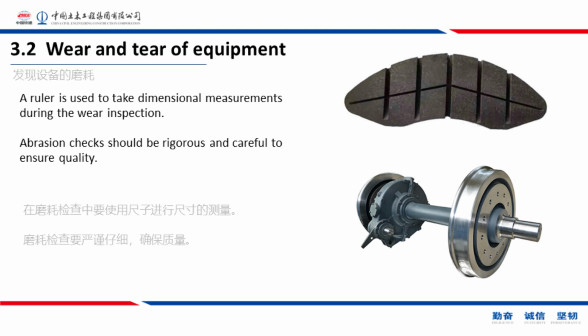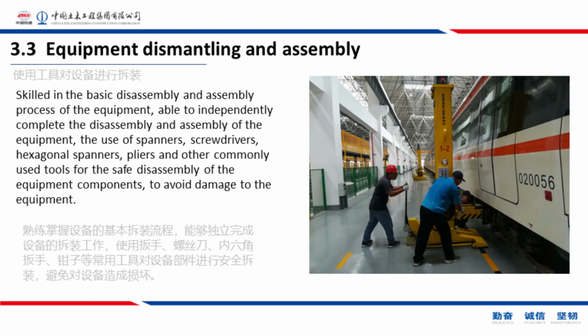PPT 31. 3.3 Equipment dismantling and assembly. Skilled in the basic disassembly and assembly process of the equipment, able to independently complete the disassembly and assembly of the equipment, using spanners, screwdrivers, hexagonal spanners, pliers and other commonly used tools for the safe disassembly of the equipment components, to avoid damage to the equipment.